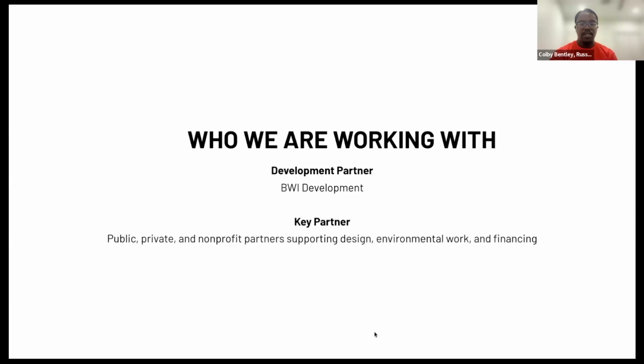And this project is supported by a strong team of partners. That includes BWI Development as our development partner, and also Perkins and Will supporting the design. Perkins and Will's involvement helps us ensure that this site is designed not just for the development, but for long-term community uses and quality of life. This is the kind of work that requires alignment across public, private, and nonprofit partners.